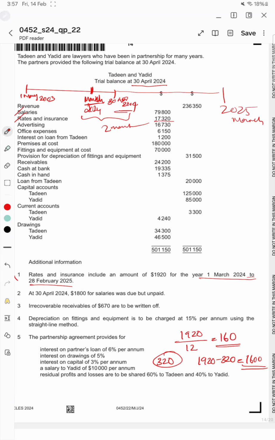Okay, so from that date onwards, all these months are prepaid. So after 30th April: May, June, July, August, September, October, November, December, January, February, March. Right. So how many months? May, June, July, August, September, October, November, December, January, February. Isn't it? So 1st March onwards means up to 28th February.